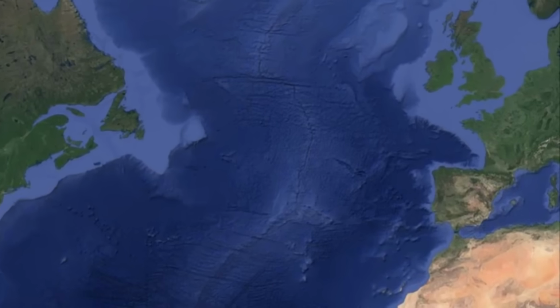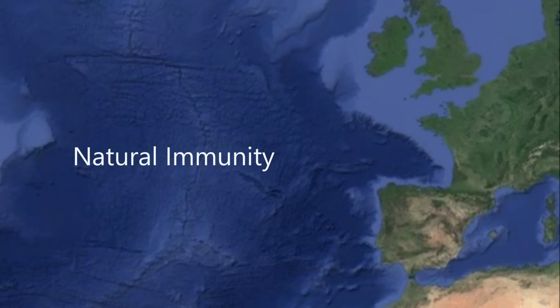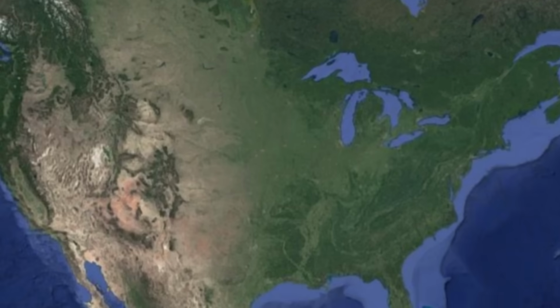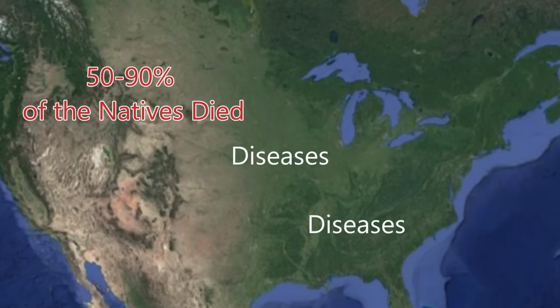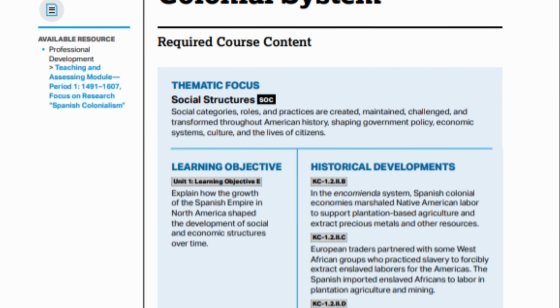Europeans had been living with diseases like smallpox and measles for many centuries and had gained a sort of natural immunity to them. The natives, however, did not have the same immunity, and therefore when these diseases got introduced, it's said that 50 to 90% of the native population died because of them. Topic 1.5 is all about slavery in the New World by the Spanish.